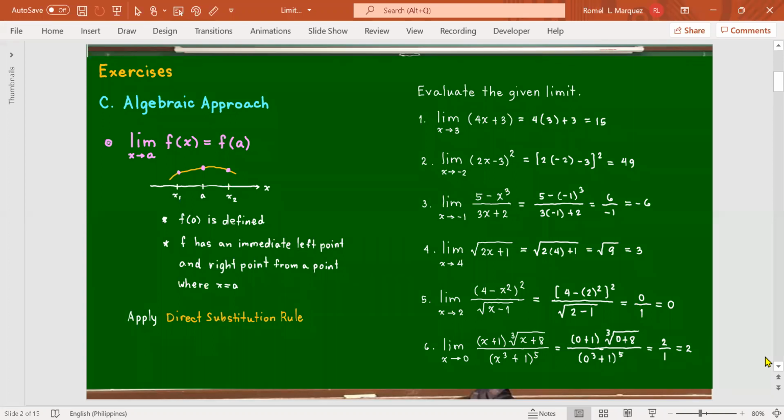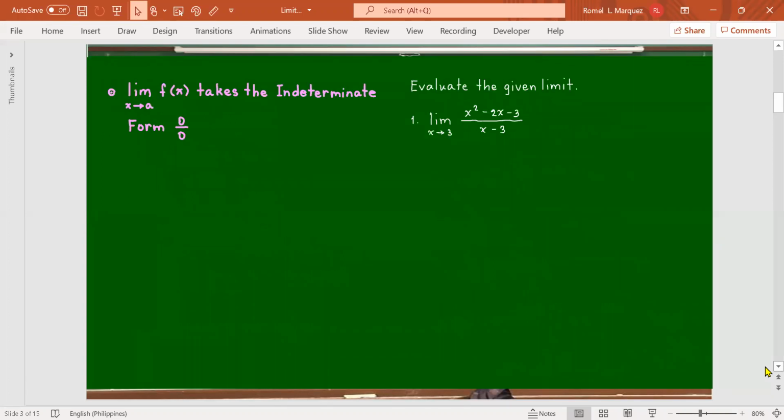Okay. So this time, we're going to have the case where the limit of f of x takes the indeterminate form 0 over 0. Okay? So again, we're going to take the case where the limit of f of x as x approaches a takes the indeterminate form 0 over 0. So normally, we encounter this when we have what? When we have a quotient, no? Guys, am I right?